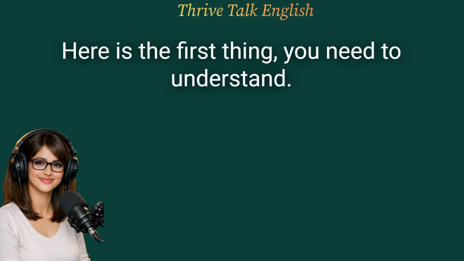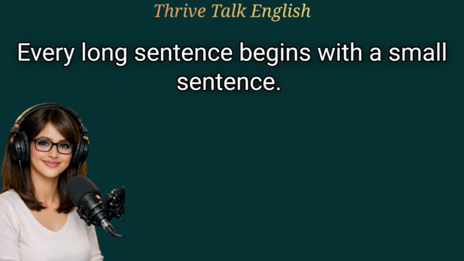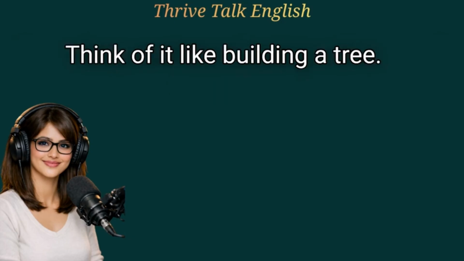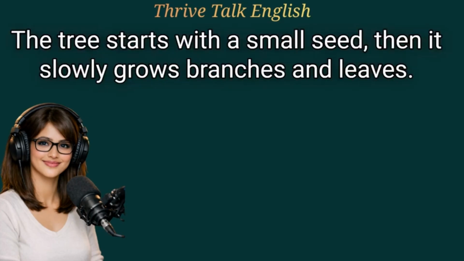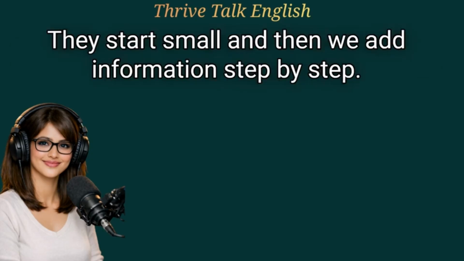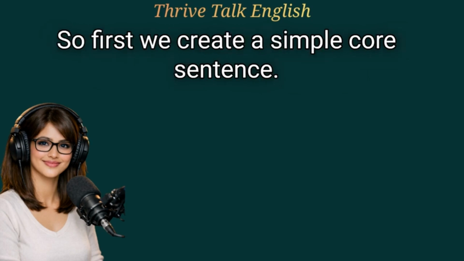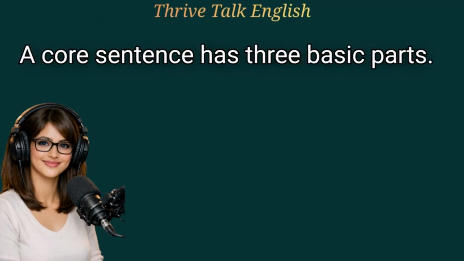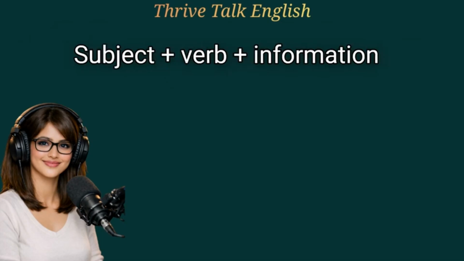Here's the first thing you need to understand. Every long sentence begins with a very small sentence. Think of it like building a tree. The tree starts with a small seed, then it slowly grows branches and leaves. English sentences grow the same way. They start small and then we add information step by step. So first we create a simple core sentence. A core sentence has 3 basic parts: subject plus verb plus information.